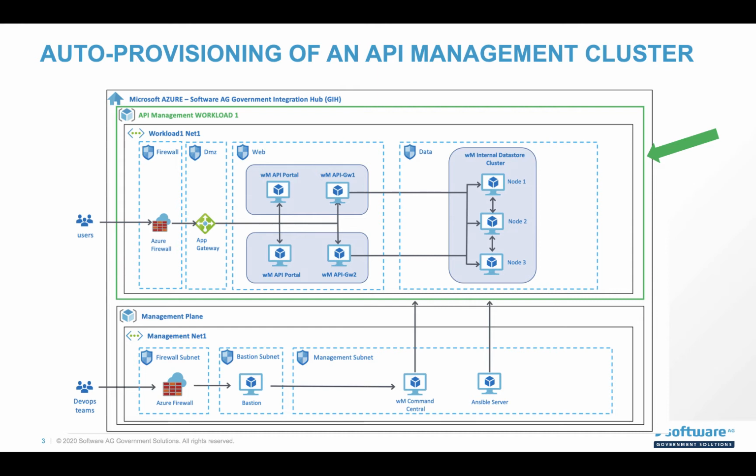As you may already know, the API gateway nodes will be communicating with the internal data store nodes in order to store configuration items, API policies, monitoring and auditing events, as well as other internal data items. And finally, as you can see in the picture, this will all be set up behind an Azure firewall and app or application gateway, which is the Azure load balancer. And we'll set that up for robustness, security, and high availability and scalability.